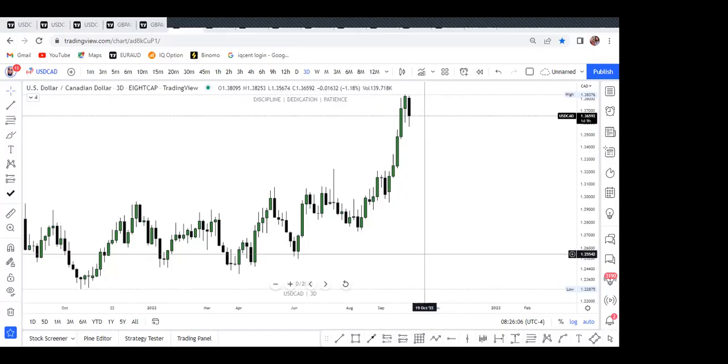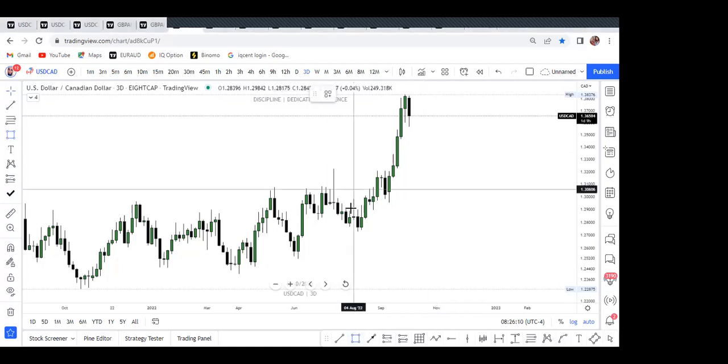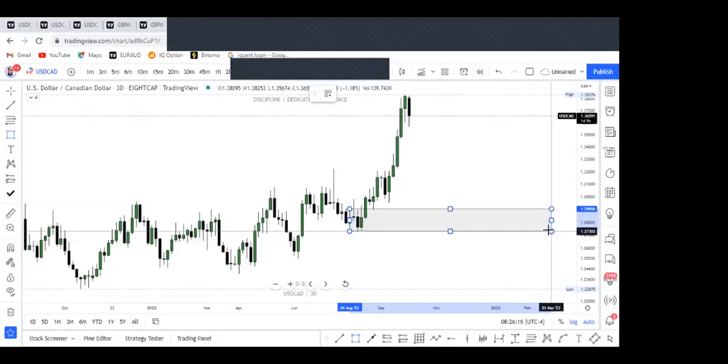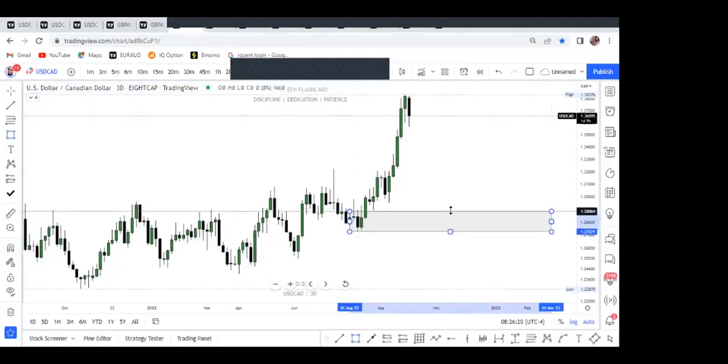Guys, you see what I mean by liquidity void. Liquidity void, we have two types. We have the BC liquidity and we have the CB liquidity. We have the BC liquidity void and we have the CB liquidity void.